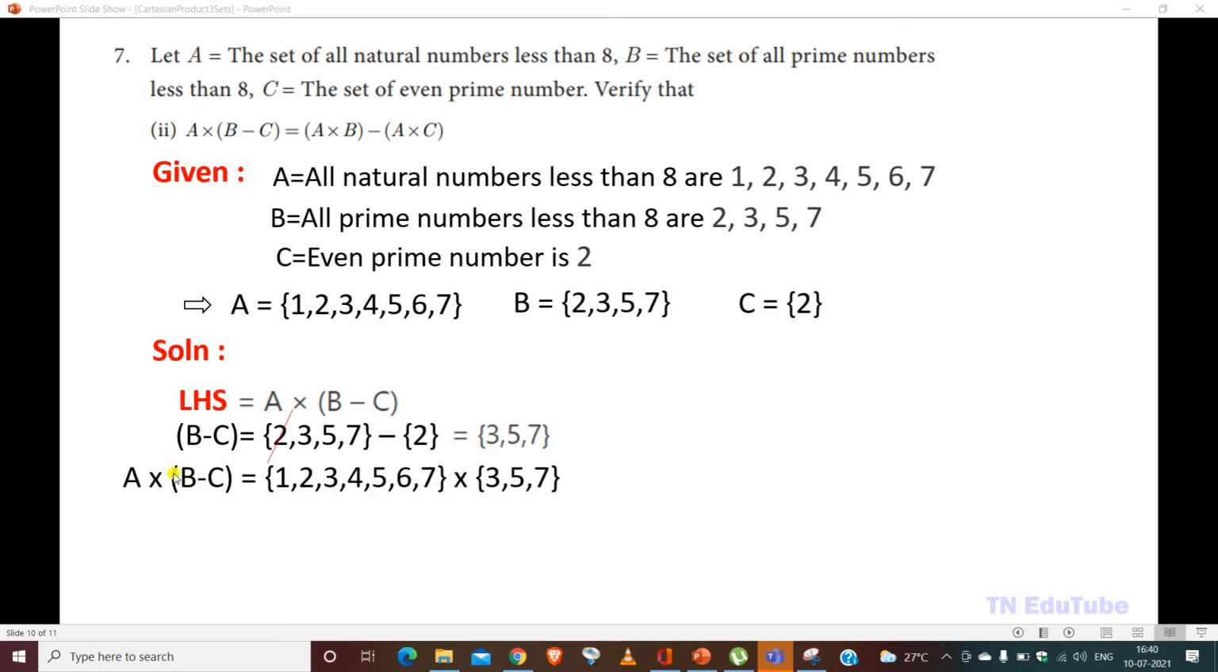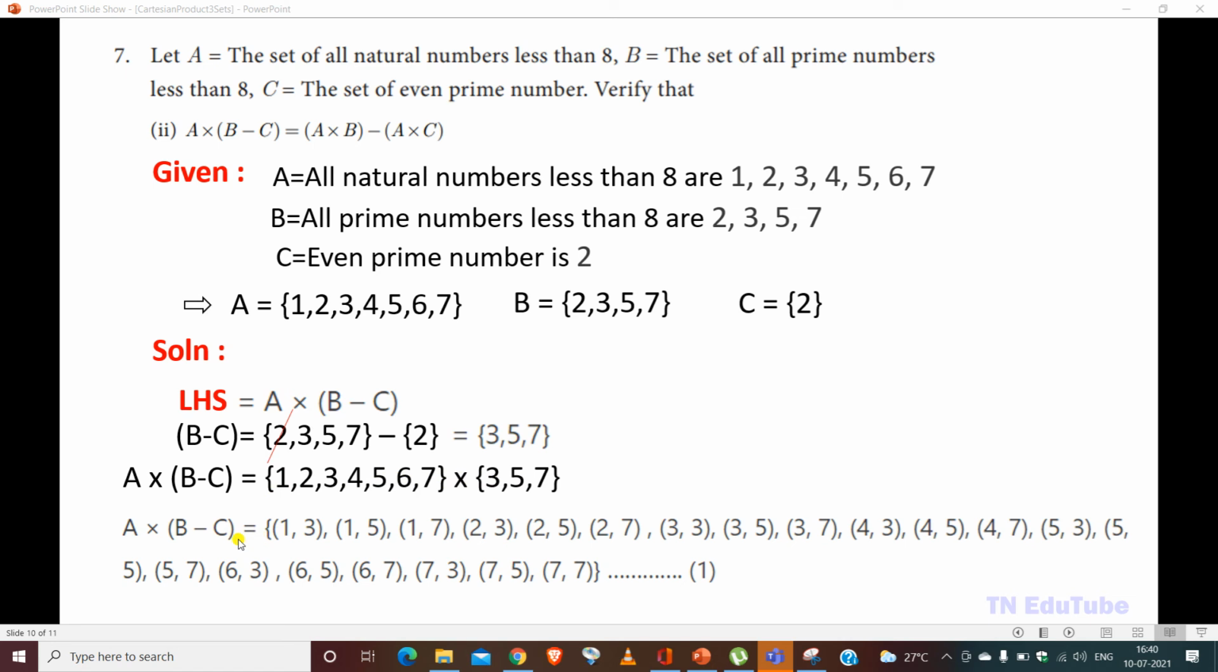Then find A cross B minus C. A set is 1, 2, 3, 4, 5, 6, 7, cross B minus C is 3, 5, 7. When you are taking the cross product, all ordered pairs where the first element belongs to the first set and the second element belongs to the second set. So such a long set you get. That is (1,3), (1,5), (1,7), etc., like this (7,3), (7,5) and (7,7). That is equation number 1.